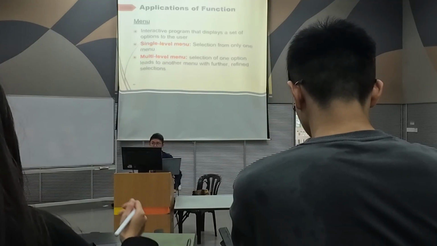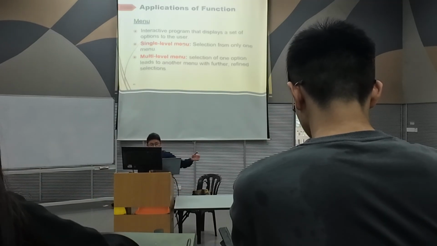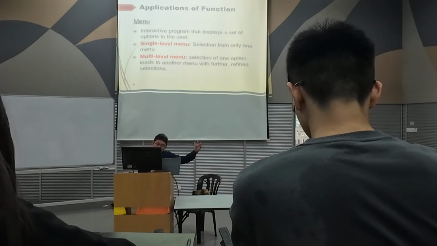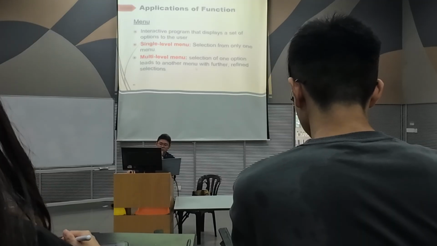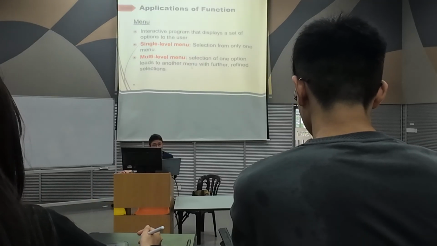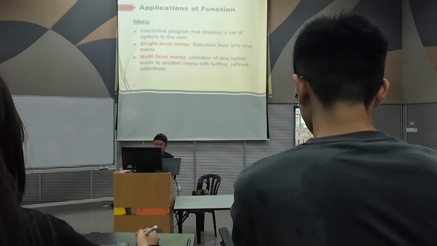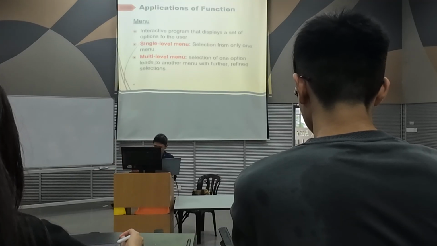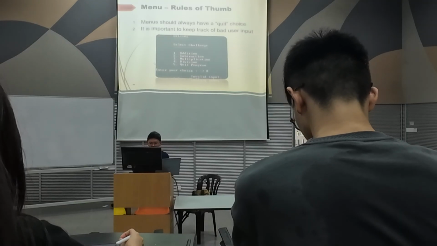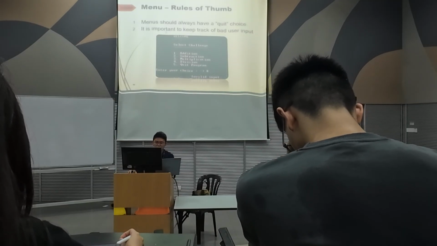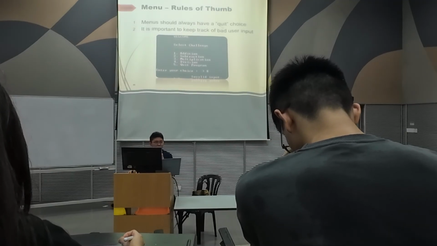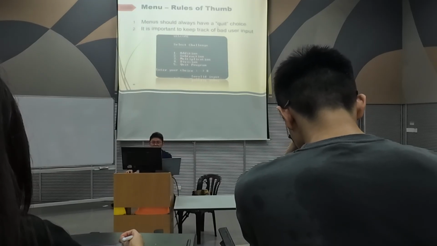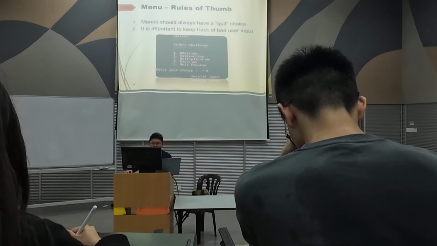Multiple level means that you split the options, or break the options, into different levels. We say that selecting one option leads to another menu. So maybe in another menu you have other options inside. So we say it leads into another menu. Okay, so have a look at these samples here. The rules in menu: the menu should always have a quit choice, or exit program option. So it is important to keep track of bad user input.